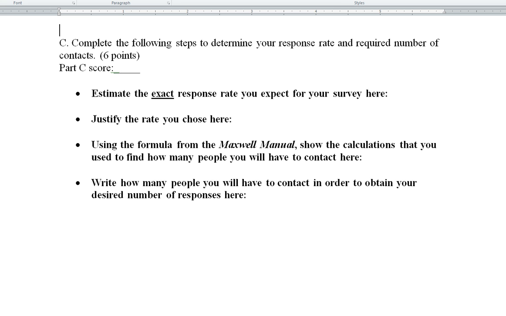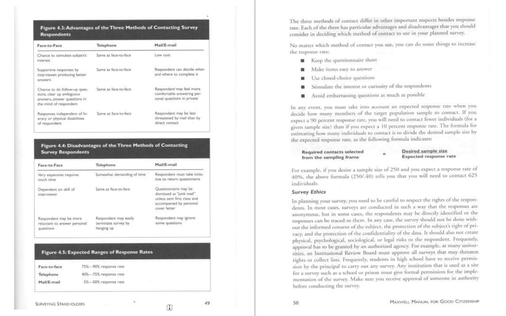Now you're thinking, where is the exact response rate? Well, it's actually in the Maxwell Manual. If you look at the bottom of page 49 of the Maxwell Manual, in figure 4.5 here at the bottom, you'll see that it gives you ranges of different response rates for different methods of contact: face-to-face, telephone, and email. And basically it's 75 to 90, 40 to 75, and 5 to 50% for email respectively.